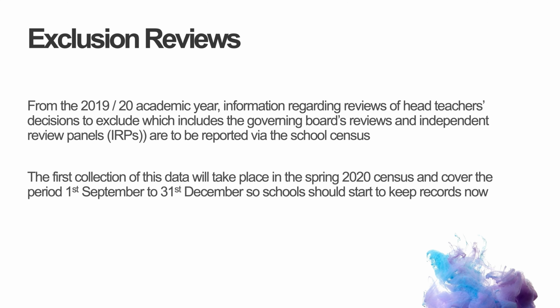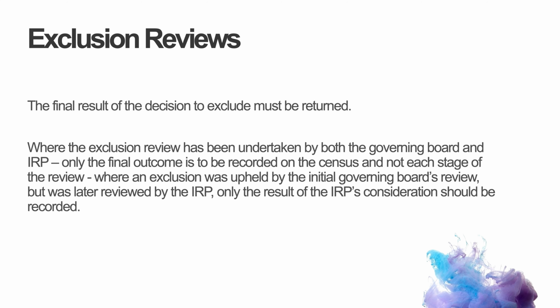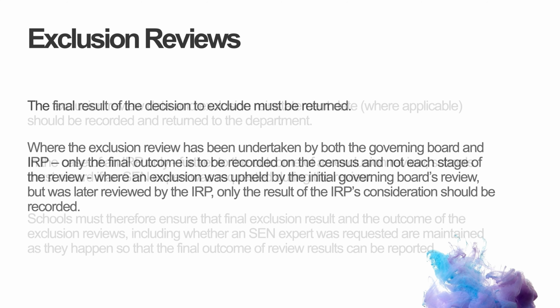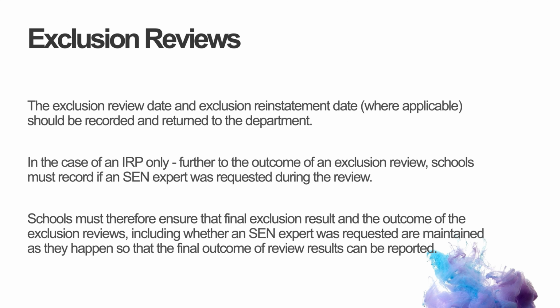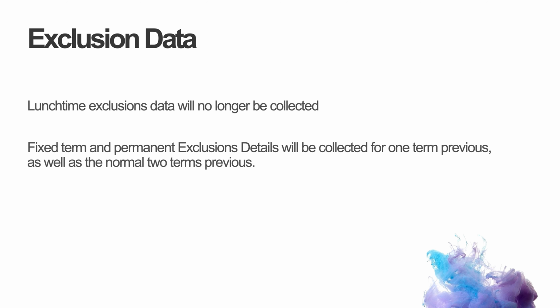This information is going to be recorded and reported by the school census. Once again, we need to start recording that information during this term because next term's return will report upon it. The final result of the decision to exclude must be returned, and where the decision has been through both governors and an independent review panel, only the result of the independent review panel's consideration should be recorded on the SIMS system and included in the return. Okay, so that's it. Basically, we need to start recording this information now.